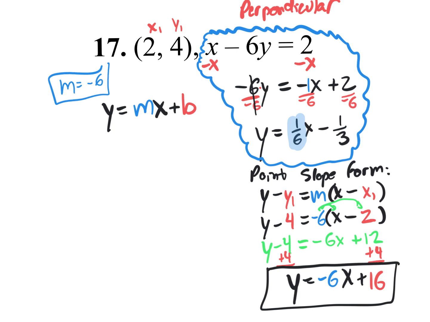That is the answer to question 17 on the worksheet. Now, I did that because once I found my slope and I realized that I have a point and a slope, I went for point-slope form.